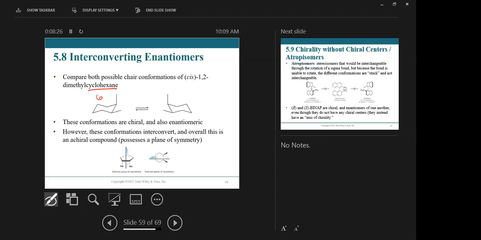Because this can interconvert up like this. And if it interconverts up, then we have that plane of symmetry right here. That's what they mean by that.